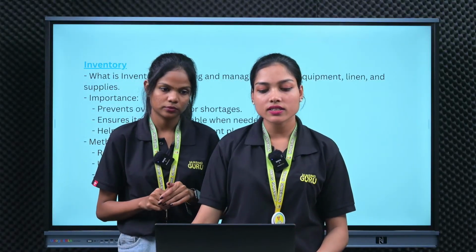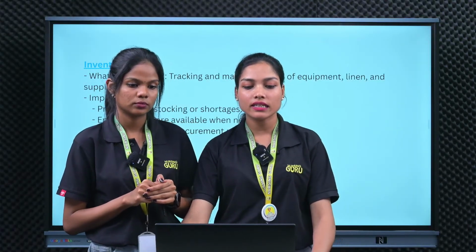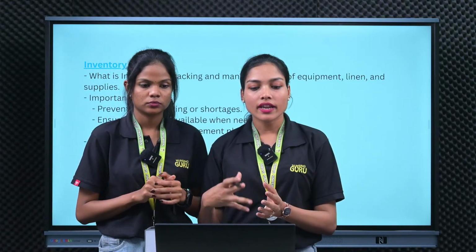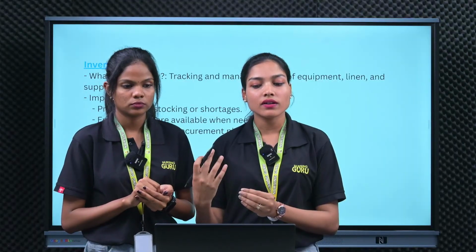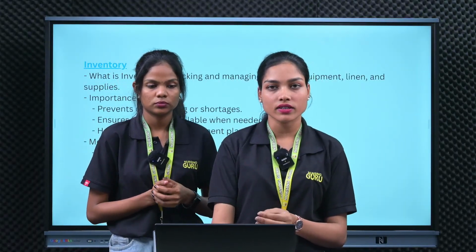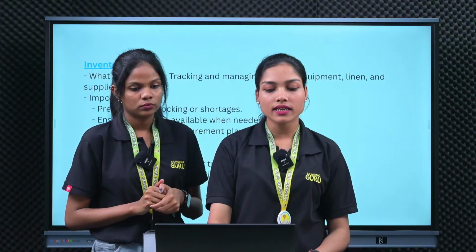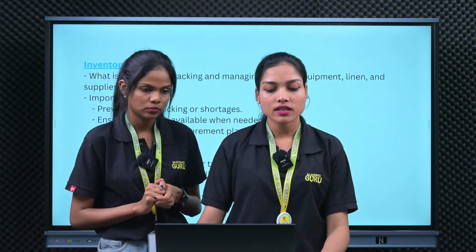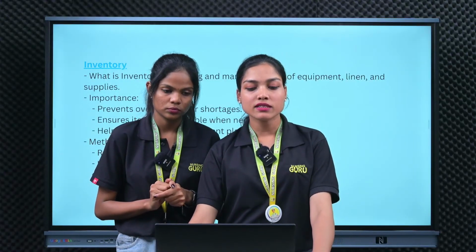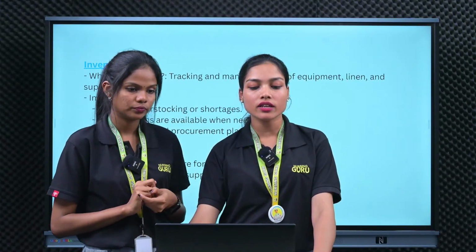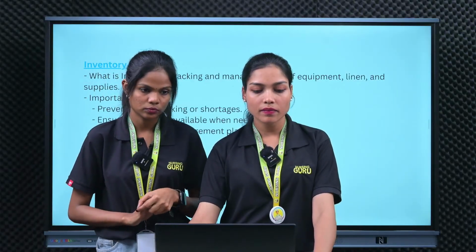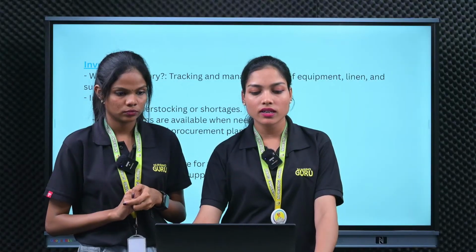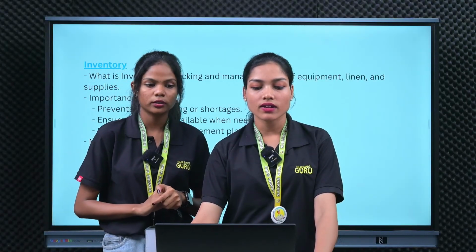Then it ensures items are available when needed. What are the items the hospital needs? We can ensure the items are available when needed through the inventory. Then it helps budget and procurement planning. The last one is methods. Regular stock check: in this method, we check the stock regularly. Then use inventory software for tracking. Last one is set reorder levels for supplies.